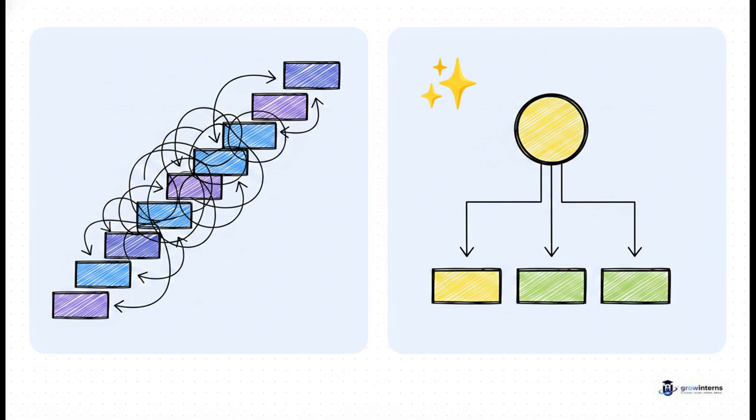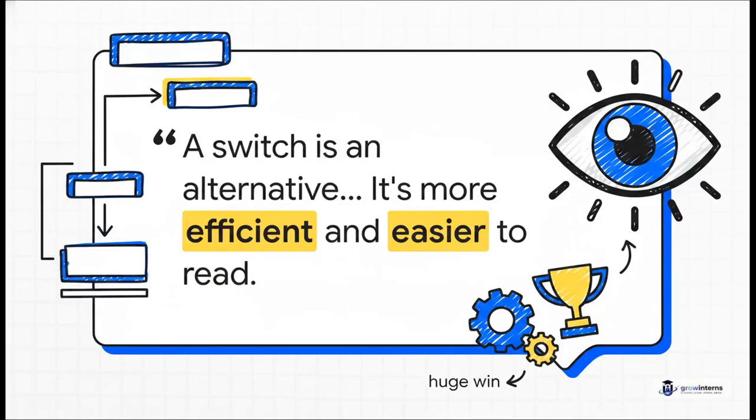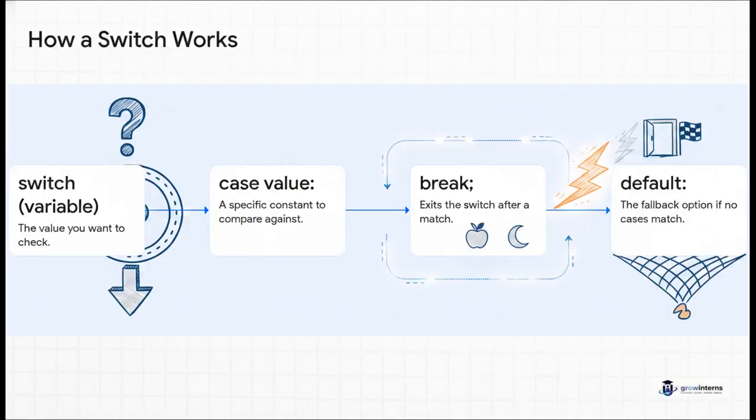So much more elegant. And that's really the bottom line. It's not just about looking prettier. It's often genuinely more efficient. In some languages, the compiler can optimize a switch into something called a jump table, which literally lets the program jump straight to the correct code block. So you get a win for readability and a win for performance. It's a double whammy.